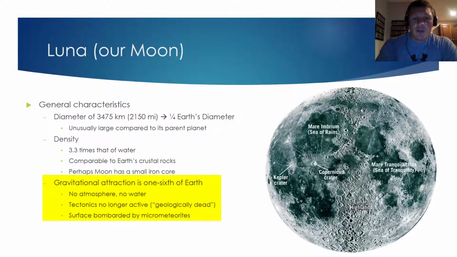Our moon also has no atmosphere and it has no water, so erosion as we know it here on Earth is non-existent on the moon. The moon is also geologically dead, meaning that plate tectonics are no longer active.